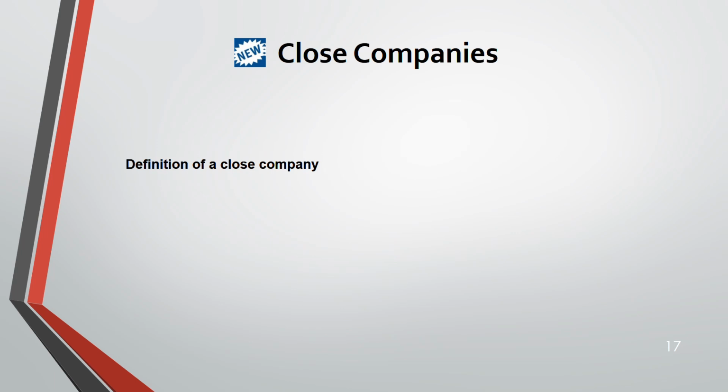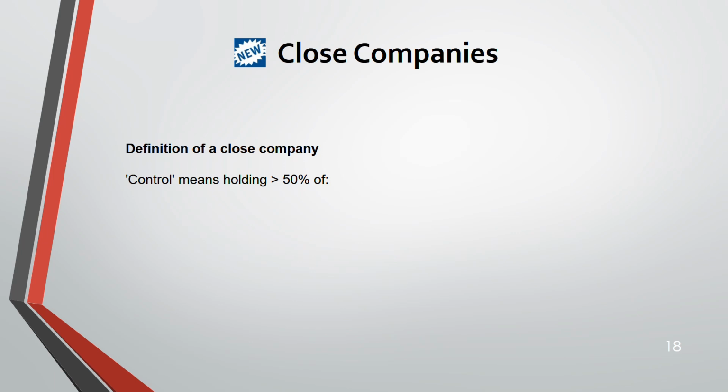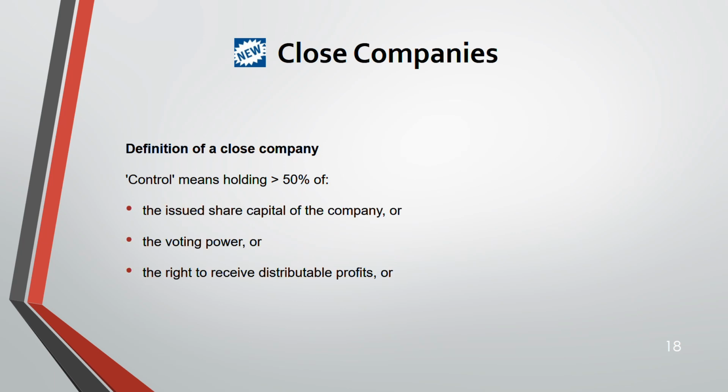Now, moving on to the next topic, which is closed companies. What is the definition of a closed company? It is owner managed businesses. Okay, so owner managed businesses will be closed companies, where the owner is the one who is managing the business. So a closed company is a company controlled by any number of directors or 5 or fewer participators. Control means having more than 50% of the issued share capital, voting power, right to receive distributable profit, or right to receive the net assets in the event of winding up.